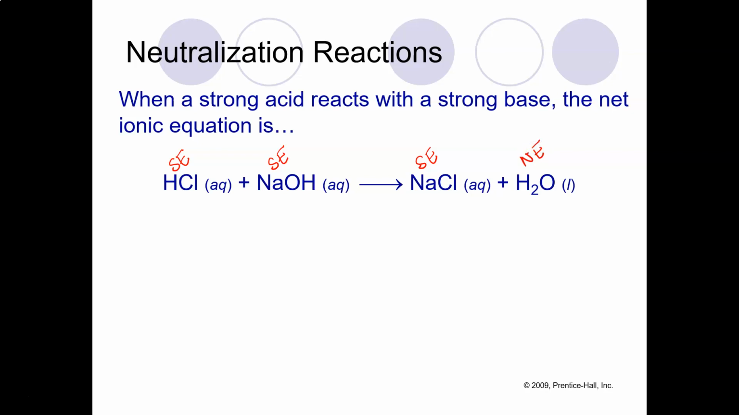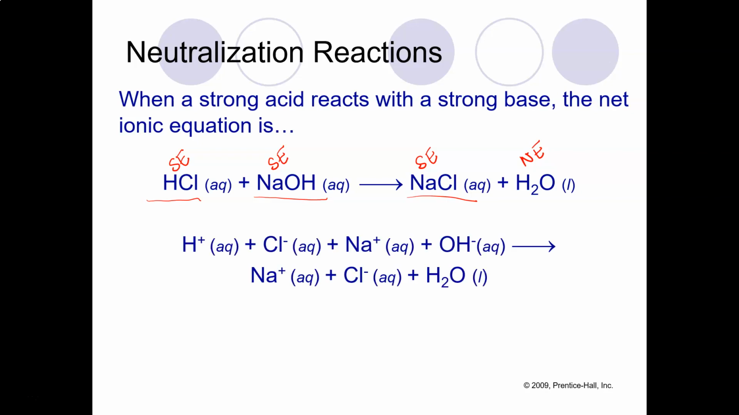So when I go to do my ionic equation, I'm going to have to break apart HCl, NaOH, and NaCl. I'm going to leave H2O together the way it is. So that's where this came from. HCl became H plus aqueous and Cl minus aqueous. NaOH became Na plus aqueous and OH minus aqueous, arrow. NaCl became Na plus aqueous and Cl minus aqueous, and H2O stayed the same.